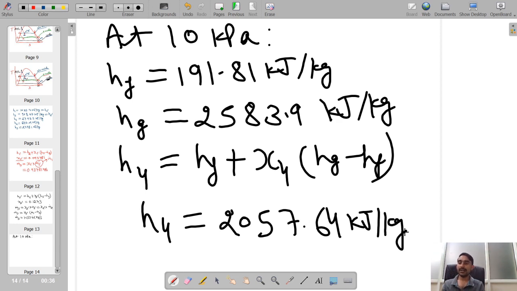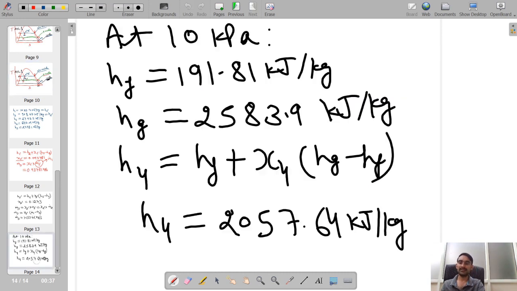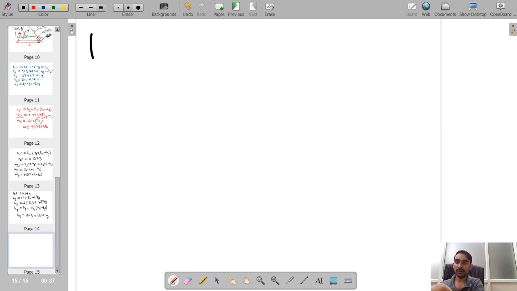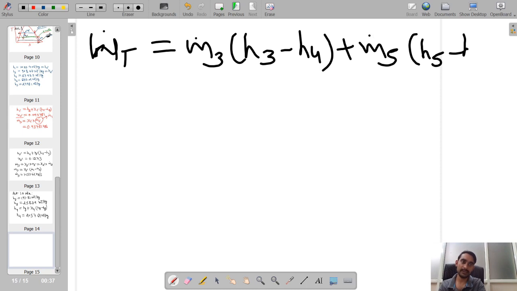Now we have to determine the power. If you see this TS diagram, we have mass M3, which extends from enthalpy H3 to H4, and mass M5, which extends from enthalpy H5 to H4. So I can simply write the total power or total work done per unit time from the turbine as m dot 3 into (H3 minus H4) plus m dot 5 into (H5 minus H4).